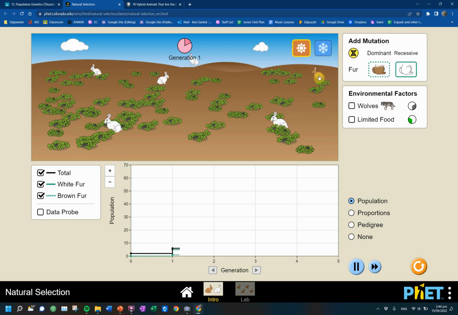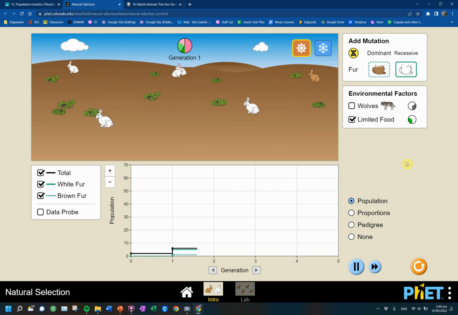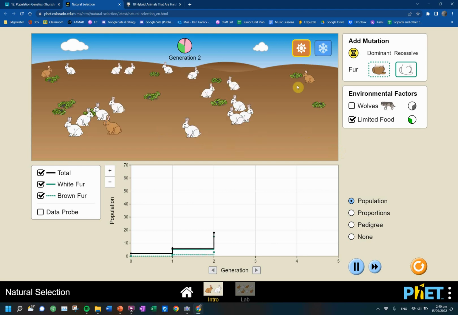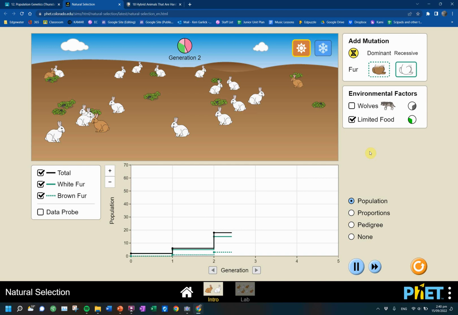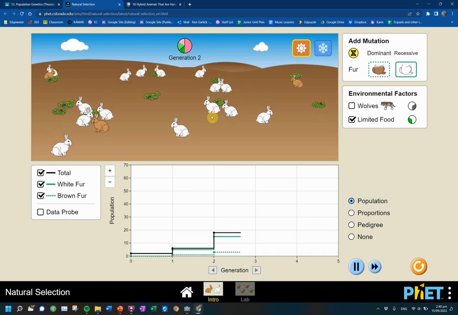There we go. Now we got some brown bunnies. I'm going to try to limit the food so that our bunny population doesn't go crazy. So, what do you notice when we have these two different color bunnies? Which one can camouflage better? The brown ones. So we see in that environment, the brown one's better.